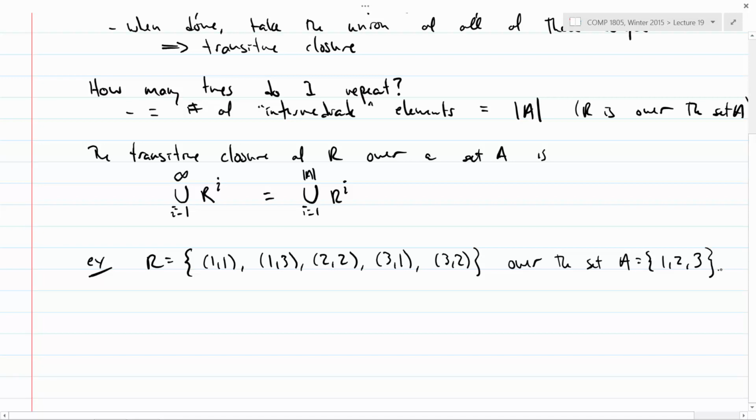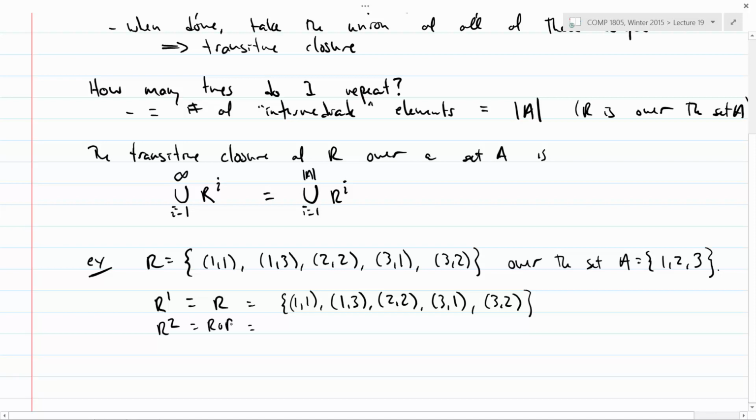So all we have to do now is do what we did last time, right? We need to compute these compositions. So R^1 is easy. That's just R. And I'll write it down here so it's easy to follow: (1,1), (1,3), (2,2), (3,1), and (3,2). The next one I do is R squared. So what's R squared? Well, that's R follows R.